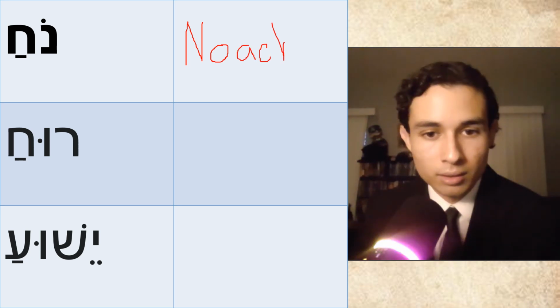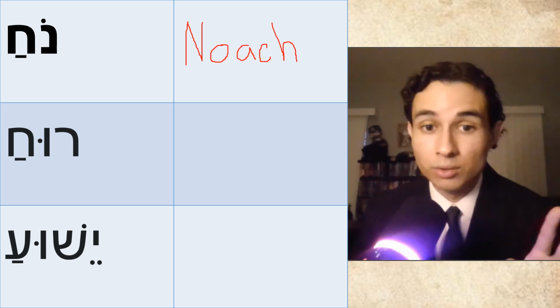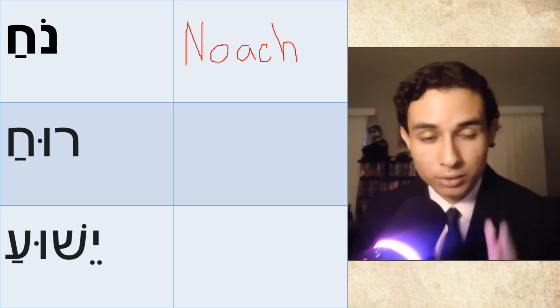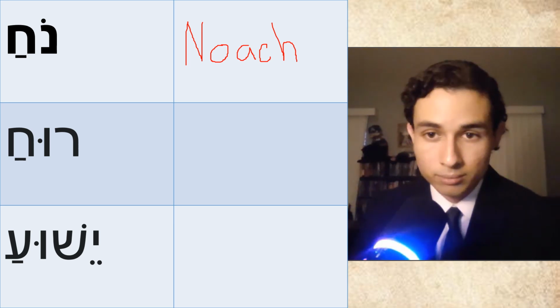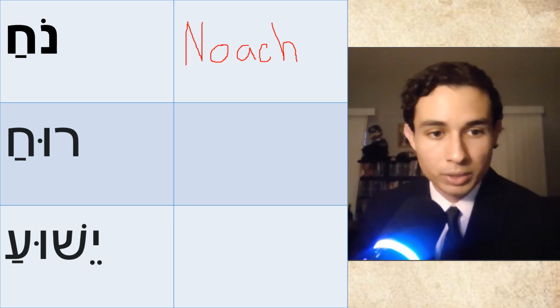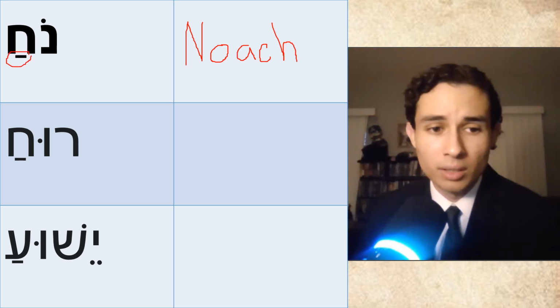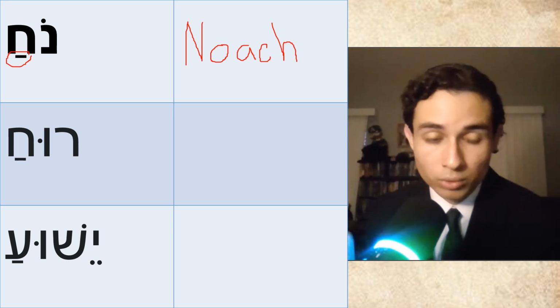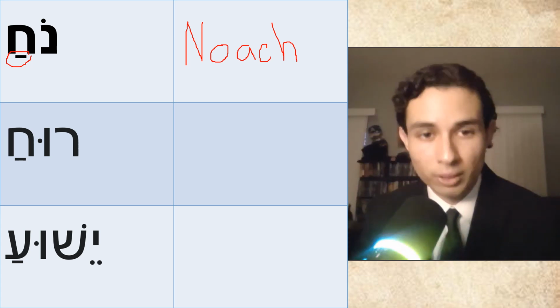noach. And just for clarification, don't treat this as a diphthong. This is noach, two different vowels. And this is the biblical name of the biblical character Noah. You see what we did here, where the patach, under any other letter, under any other circumstance, would be pronounced after the letter. But this is the rule. This is the instance where the patach is pronounced before the final letter.